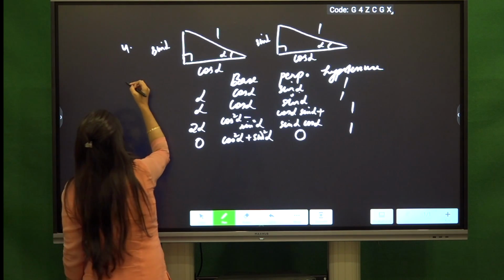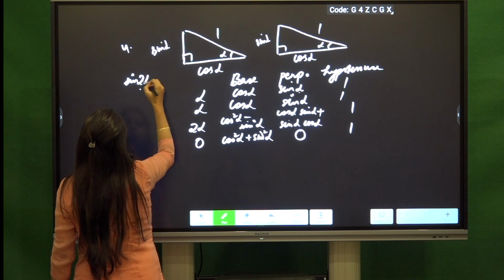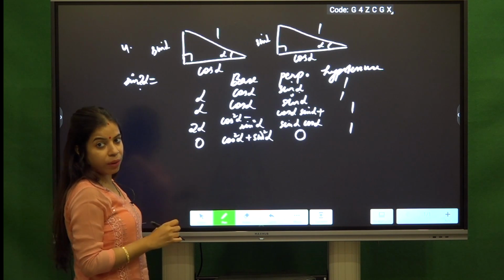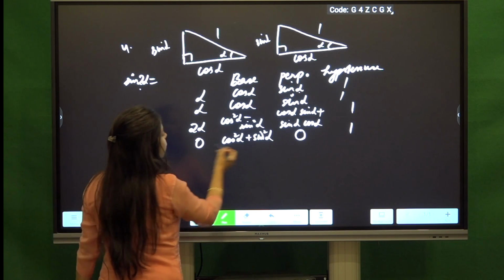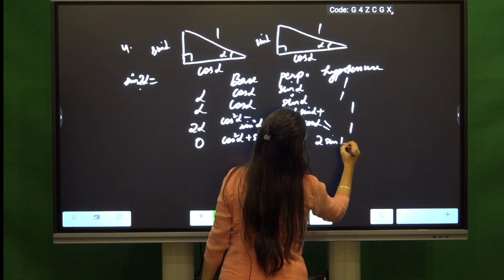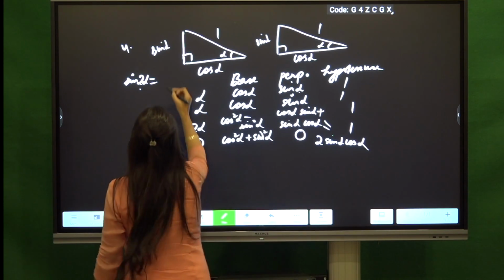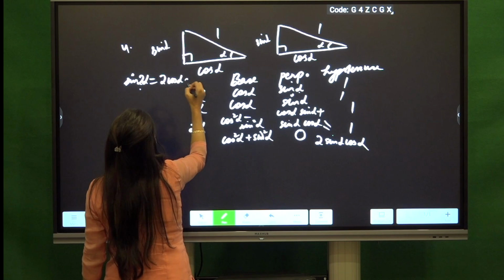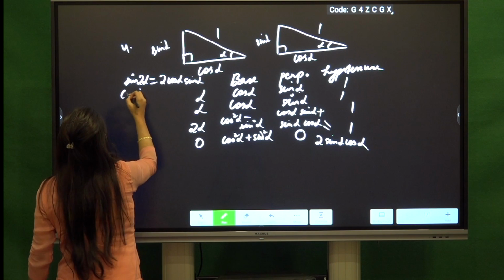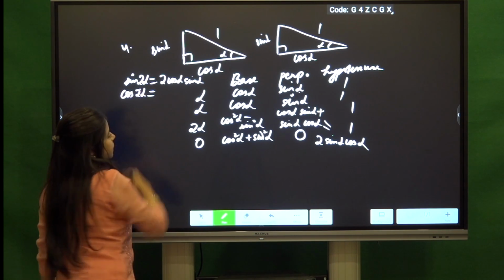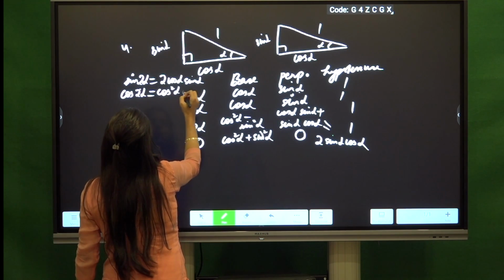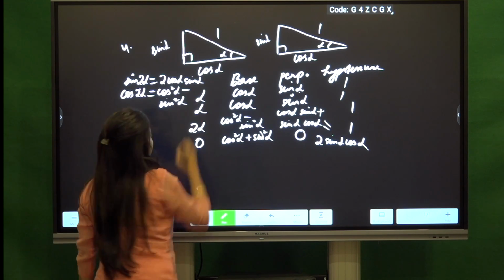So now sin 2 alpha is perpendicular upon hypotenuse. Perpendicular here is 2 sin alpha cos alpha. So this is 2 cos alpha sin alpha. See, so we have got the formula. Okay, cos 2 alpha is base upon hypotenuse. So this is cos square alpha minus sin square alpha.